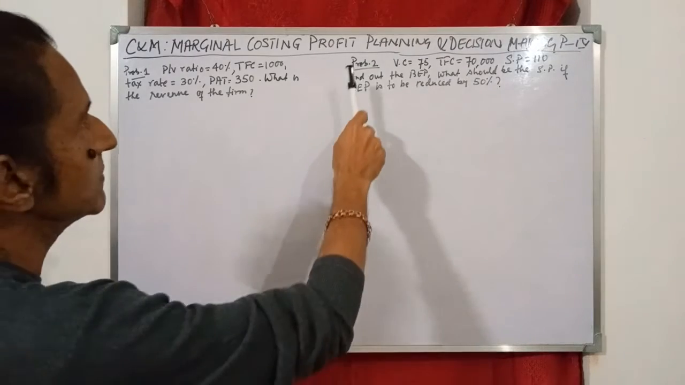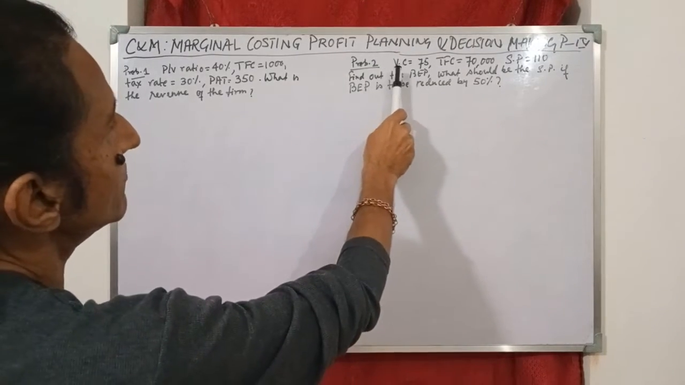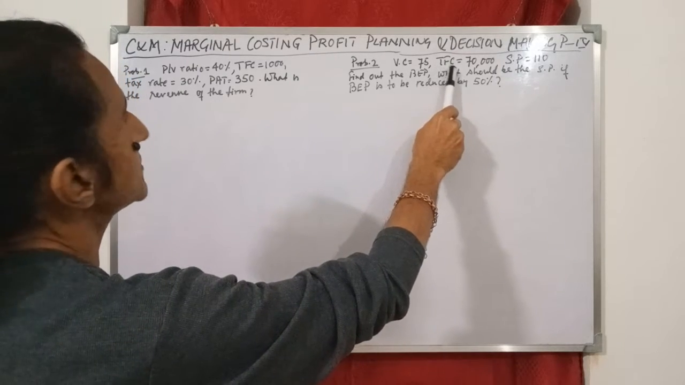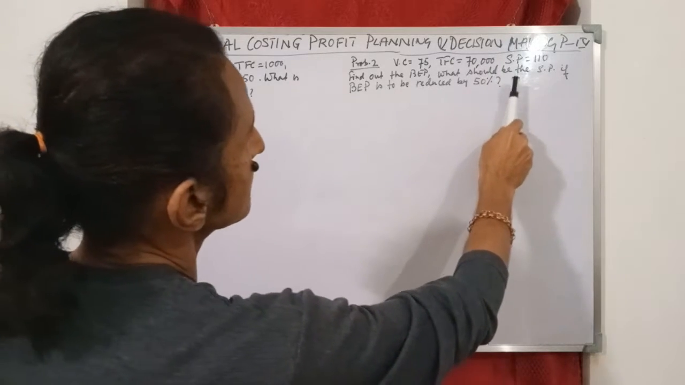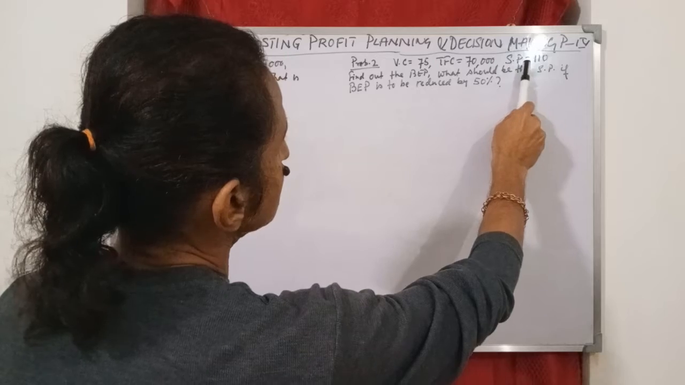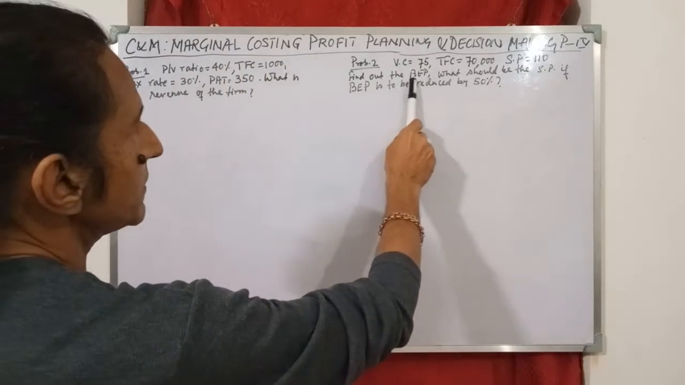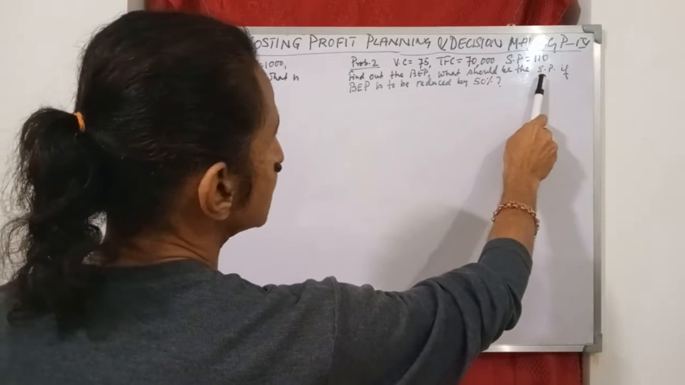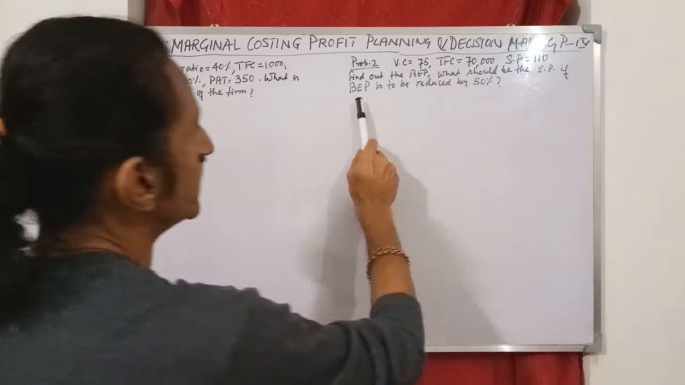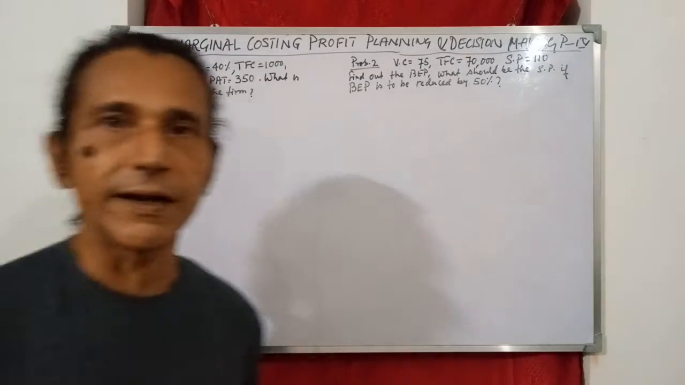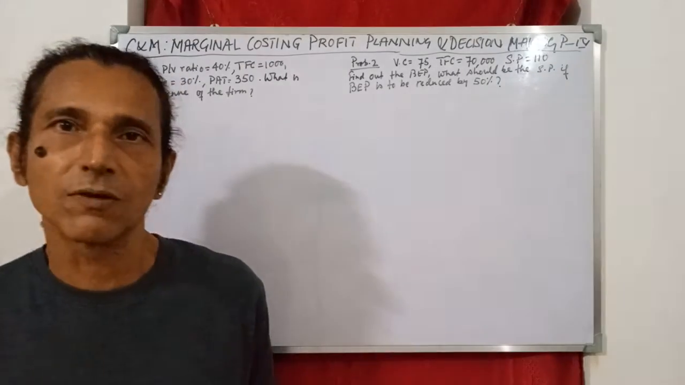And in problem number 2, we have variable cost is 75, total fixed cost TFC is 70,000, SP, that is selling price, is 110. What is required? Find out the BEP. What should be the sales price SP if BEP is to be reduced by 50%? So I am solving these two problems one by one.